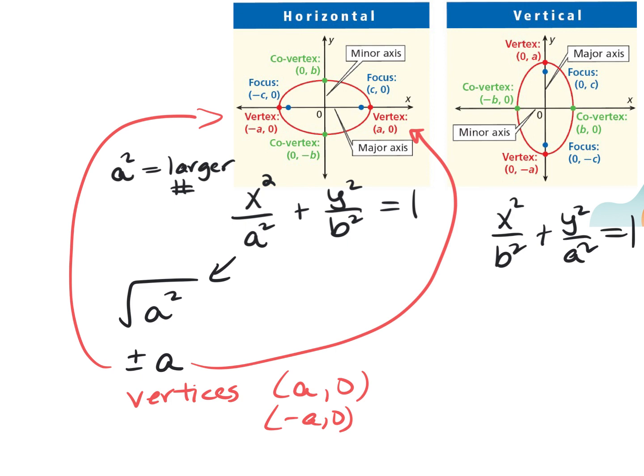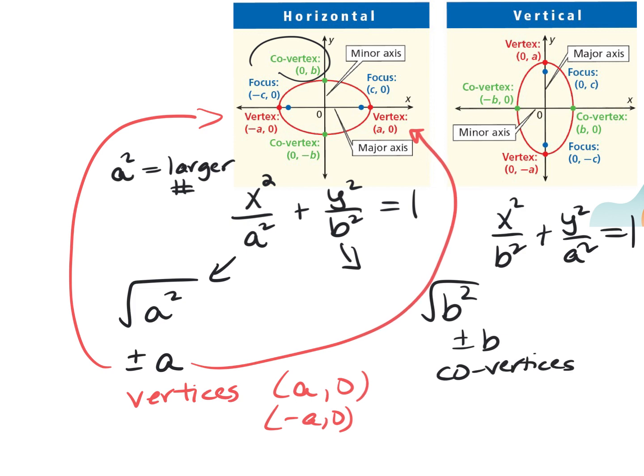Then the co-vertices, here in green, we take the b squared value and square root that, and that gives me plus and minus b. When my graph is horizontal, my co-vertices are the endpoints of the minor axis, and that'll be (0, b) and (0, negative b).